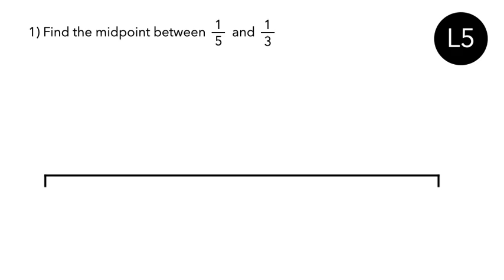The last type of problem we have to look at are the level 5 problems, and I think these are even more challenging than the ones we've done before. So let's have a look at this. Find the midpoint between 1/5 and 1/3. So again, we're comparing the fractions, but we don't just want to know which one's bigger, we want to find the midpoint. So this ups the level of difficulty.